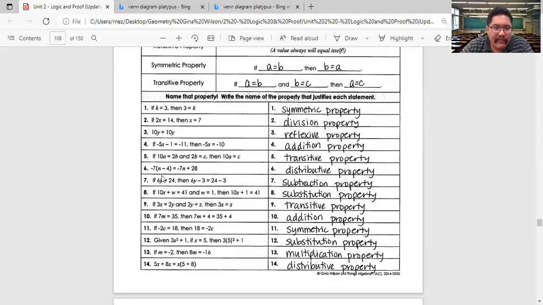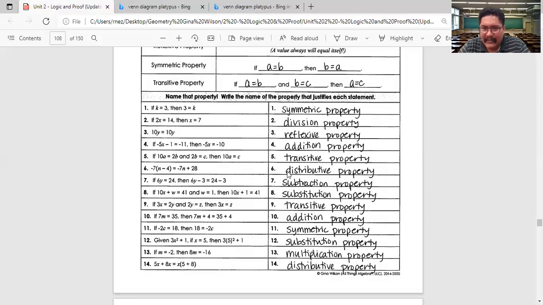All right, so what happened from here to there? Well, it looks like they multiplied both things by negative 7, right? Because negative 7 times n would be negative 7n. And negative 4 and negative 7 would be positive 28, because a negative times negative would be positive. So what would that be? Multiplication property?